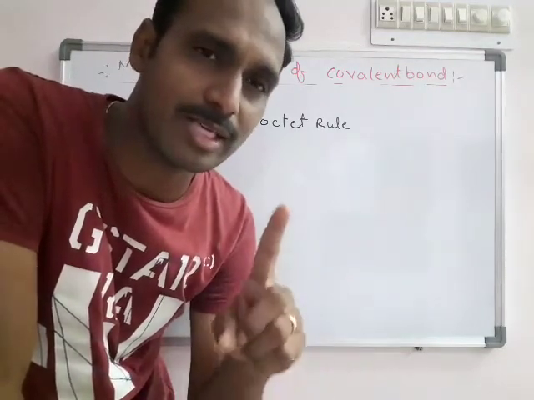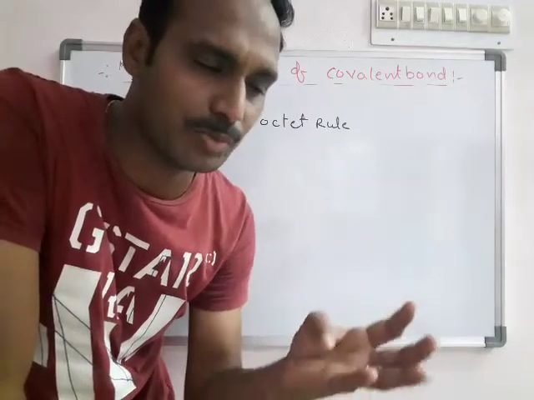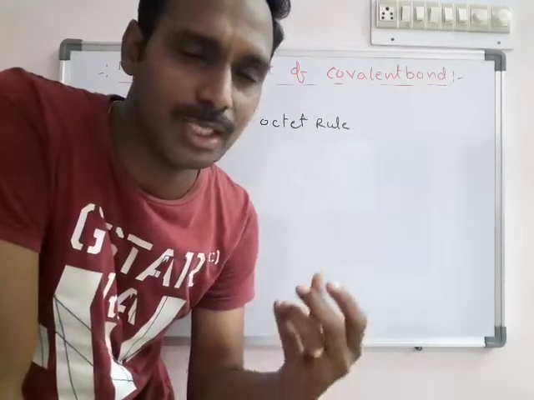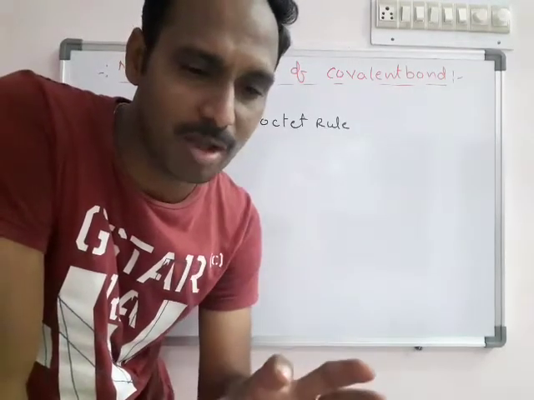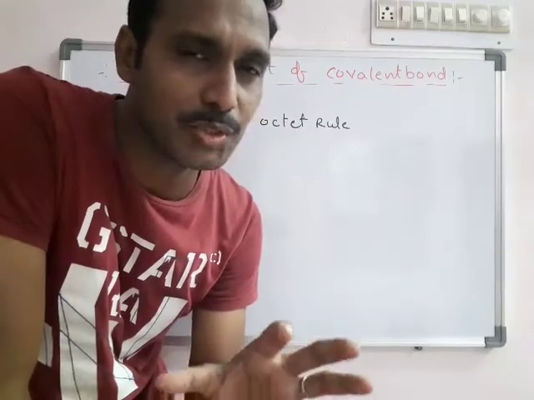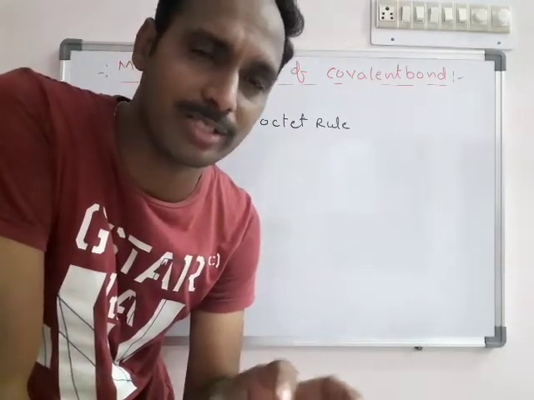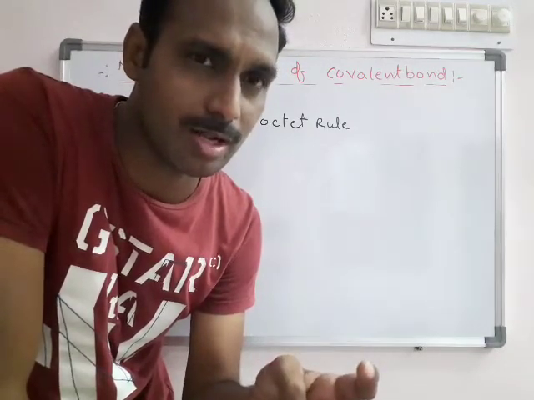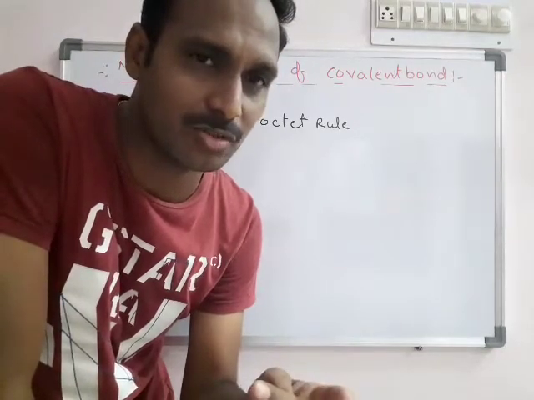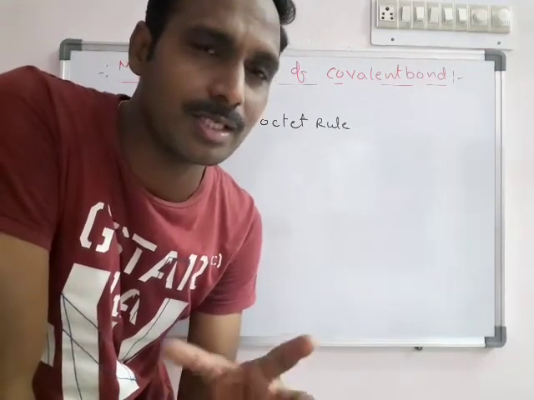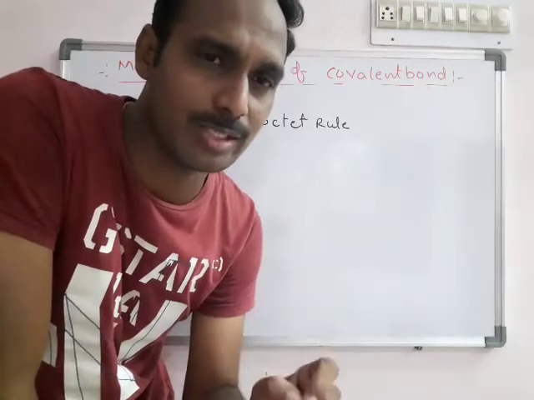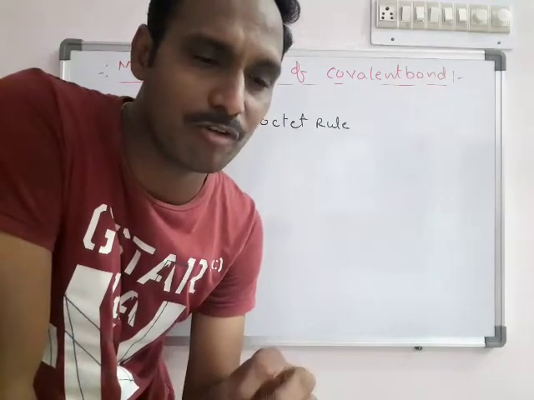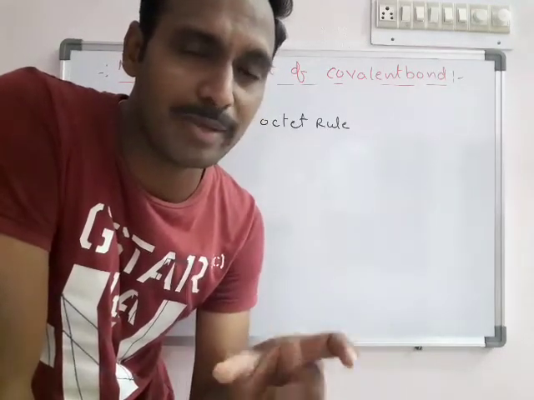Next, the ionic bond was given by Kossel. Next, Lewis gave a new concept, the formation of the covalent bond. According to the Lewis concept, if there is no possibility to lose electrons or gain electrons to get the octet, another possibility given by Lewis is sharing of the required number of electrons with other atoms, forming a covalent bond.